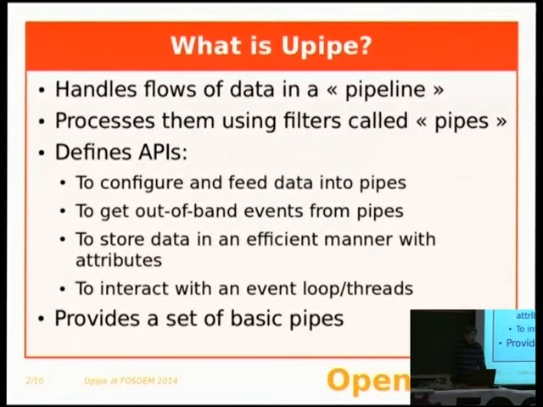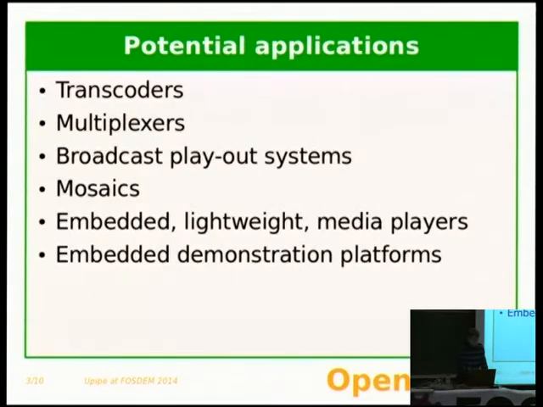We also have an API that defines what a buffer is in an efficient manner. I'll come back on that later. And it allows also to give attributes to each buffer, arbitrary attributes to each data buffer. And finally, there's also an API that allows to interact with an event loop. I'll come back on that later as well. Upipe is also a distribution of standard basic pipes. And we'll see a list at the end of the presentation.